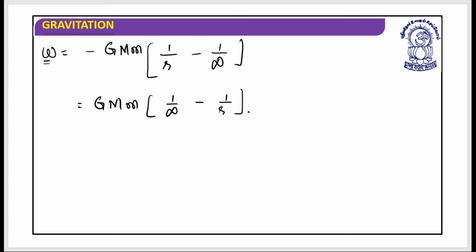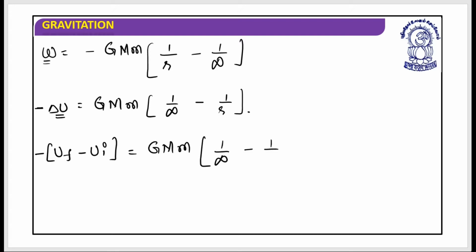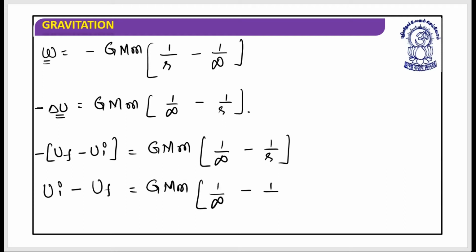This work done can be written as minus of delta U, the negative of the change in potential energy. When I write minus delta U, that means minus of U final minus U initial. This equals GMm into the bracket 1 by infinity minus 1 by R. So this could be written as Ui minus Uf equals GMm into the bracket 1 by infinity minus 1 by R. I hope this is clear.